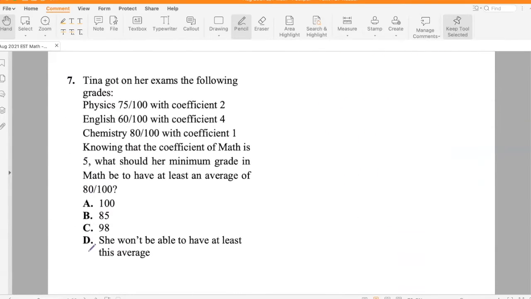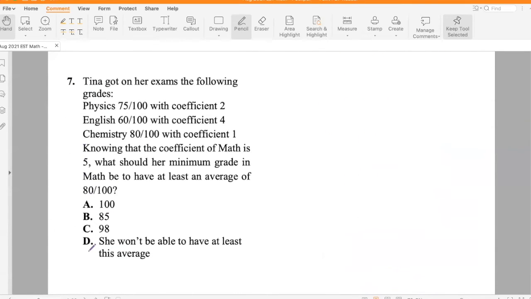Okay. Tina got on her exams the following grades: physics 75 on 100 with coefficient 2, English 60 on 100 with coefficient 4, chemistry 80 on 100 with coefficient 1. Knowing that the coefficient of math is 5, what would be her minimum grade in math to have at least an average of 80? Okay, so coefficient I think would mean weight.